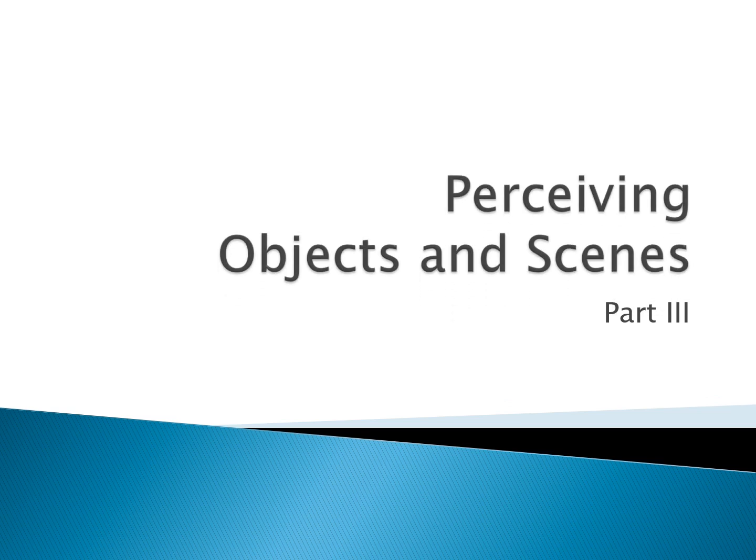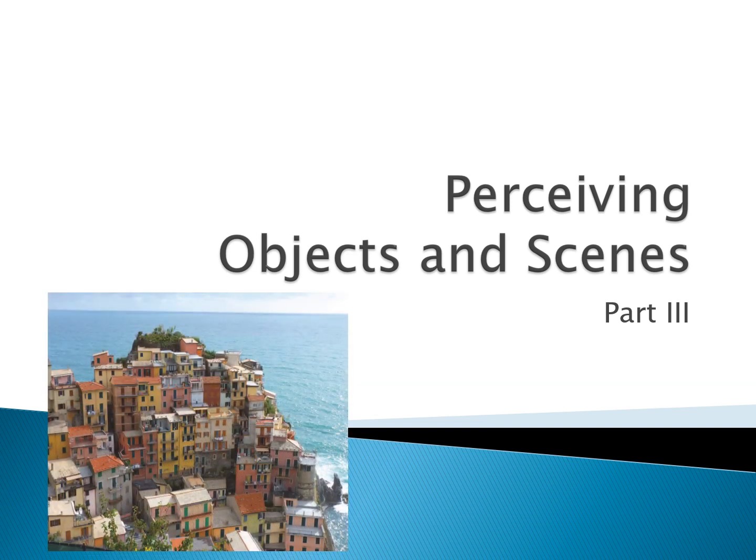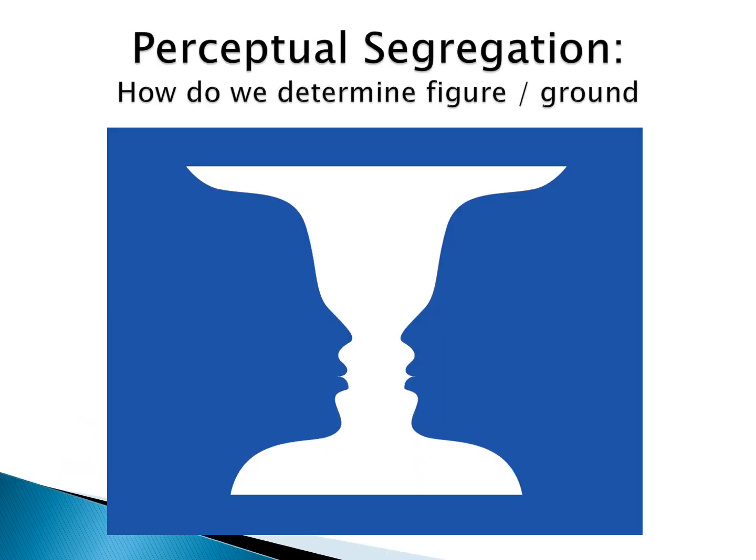Part 3 of perceiving objects and scenes. We're going to segregate out these objects and talk a little bit about what helps us to perceive scenes and what about scenes helps us to recognize objects. The questions that we're going to ask as we're looking at object recognition and perceptual organization, part of this is something I alluded to very briefly before, perceptual segregation.